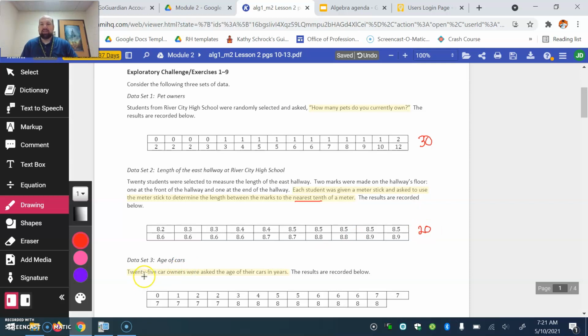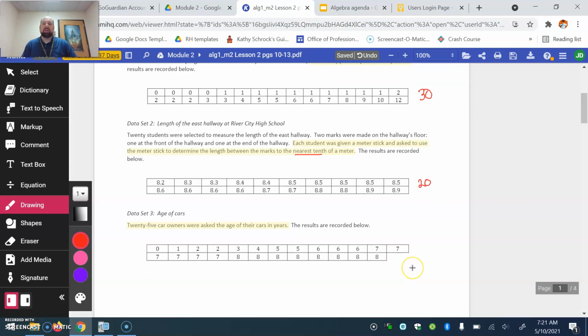And then the last data set, age of cars. 25 car owners were asked the age of their cars in years. The results are recorded below. So again, there are 25 of these.